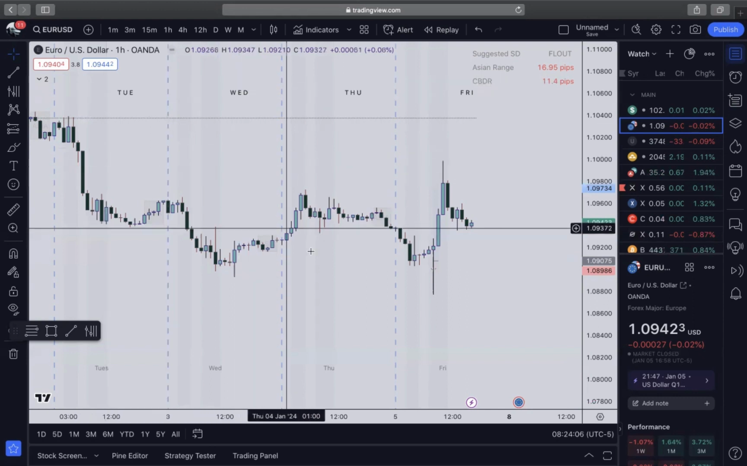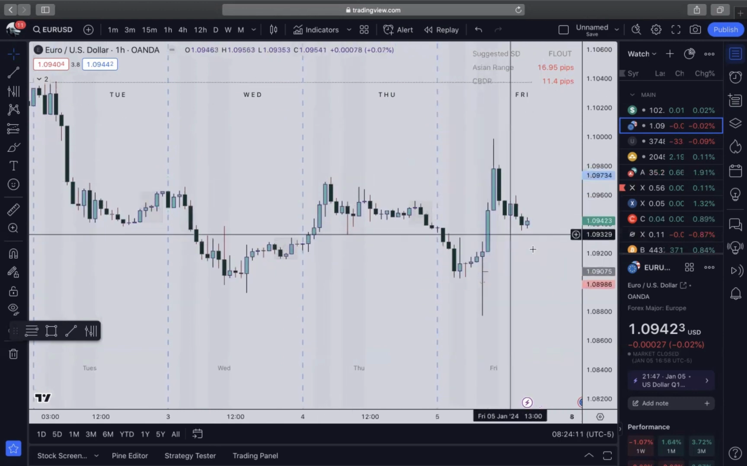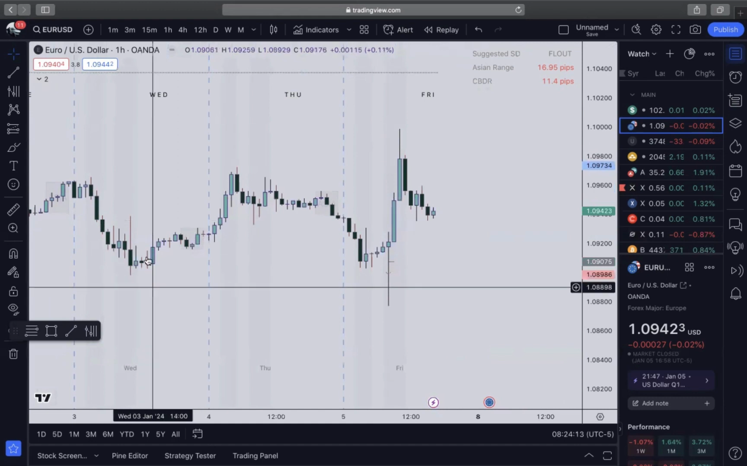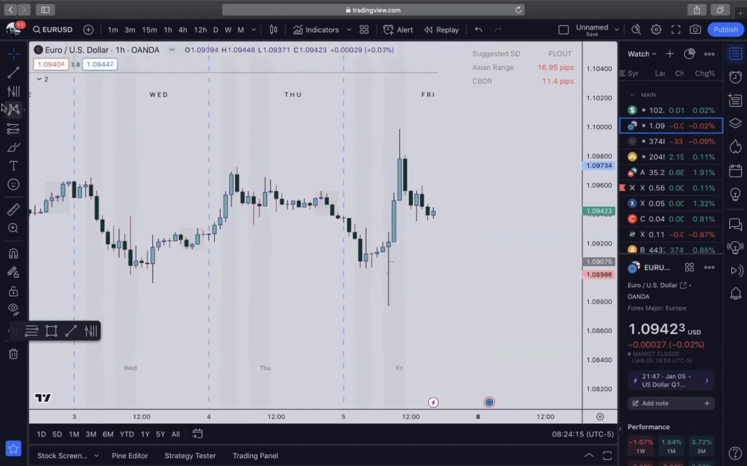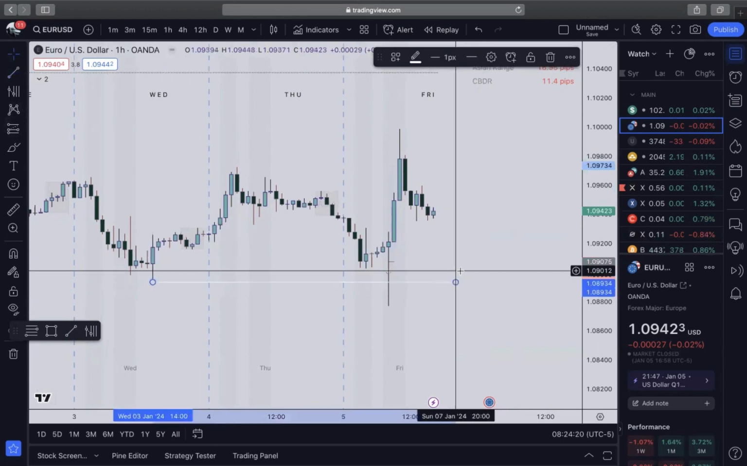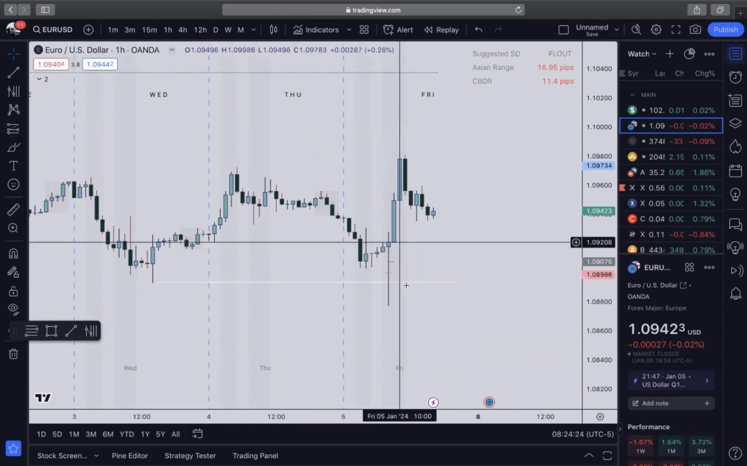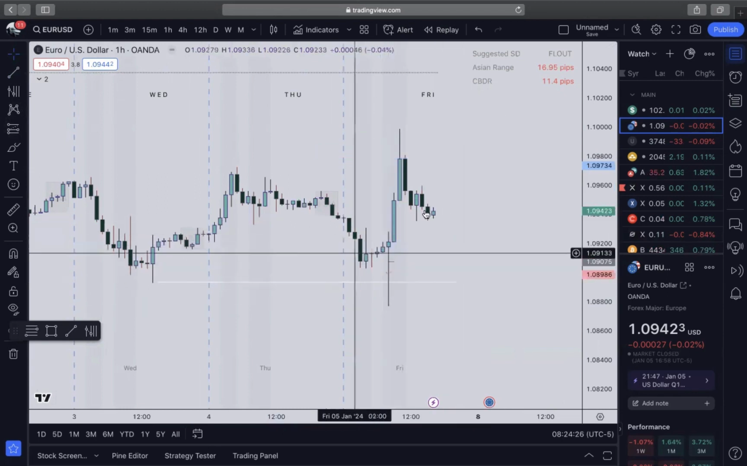So jumping in to Friday's example. We're going to start on this Friday. It was in fact NFP. And as you can see, we did actually take out Wednesday low as our draw on liquidity within NFP. So what I usually would look for around here is some kind of nice close like this. And then obviously we want to wait for a change of delivery.